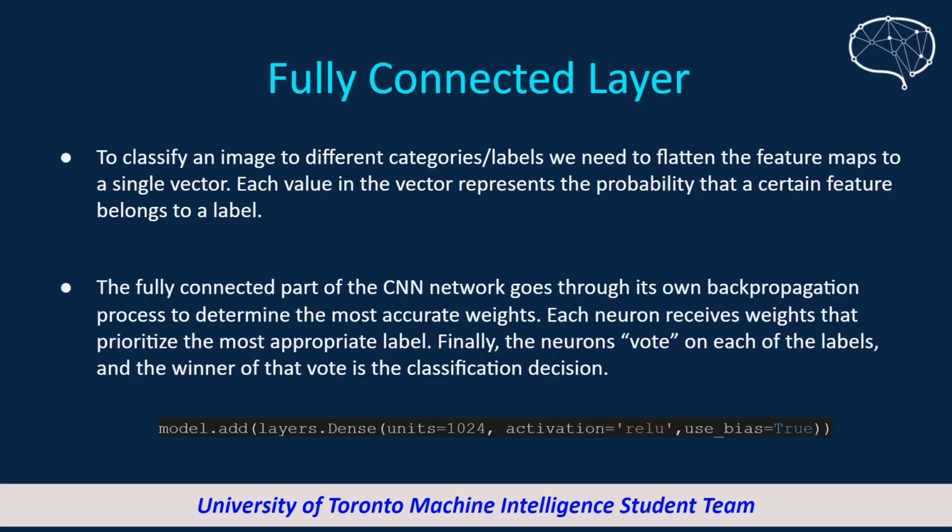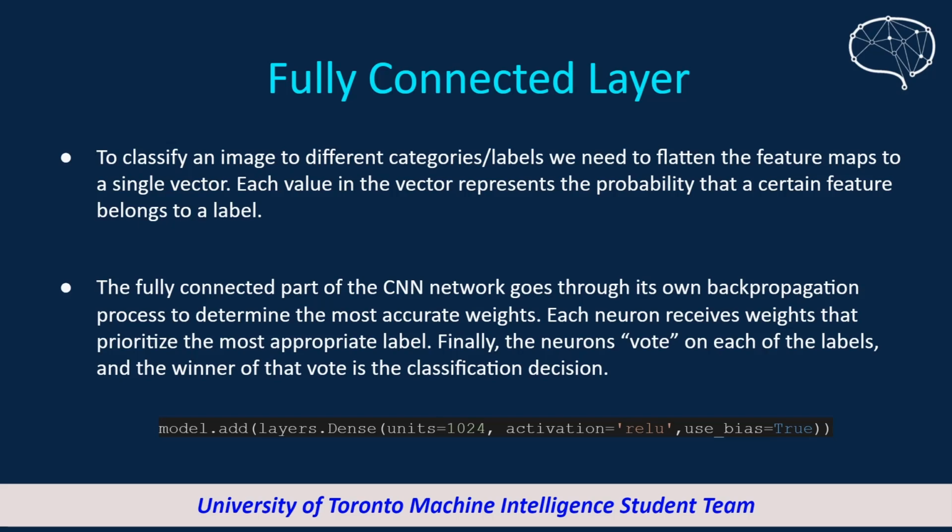Congratulations! We have now reached the final layer we need to learn in order to build a fully functional CNN architecture, the dense layer. To classify an image to different categories or labels, we need to flatten the feature maps to a single vector. Each value in the vector represents the probability that a certain feature belongs to a label.